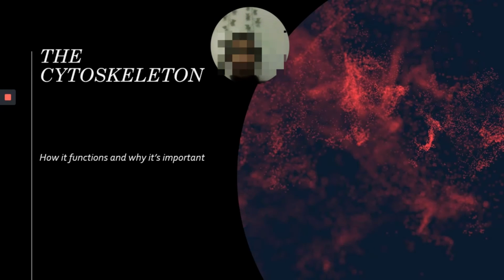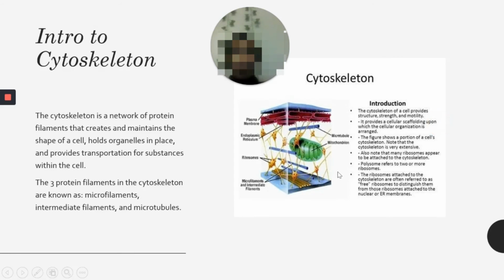Good afternoon, everyone. Today's topic that I will be talking about is the cytoskeleton and how it functions and why it is important for the cell. So, to start this off, the cytoskeleton is actually found in the cytoplasm of your cell, and the cytoskeleton helps the function of the cell in several ways, such as by giving it its characteristic shape. It also provides strength for the cell, and it allows cellular movement.